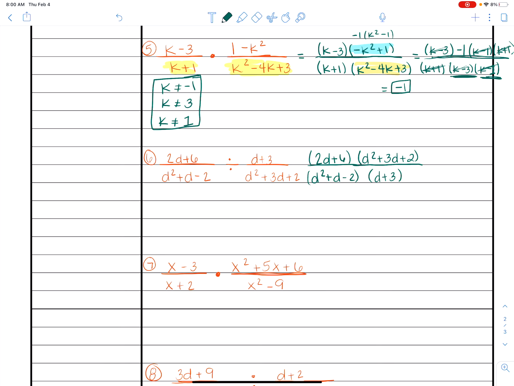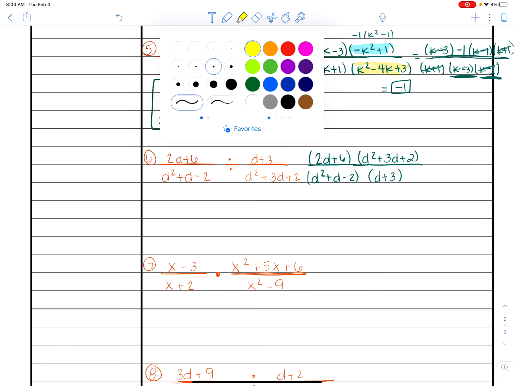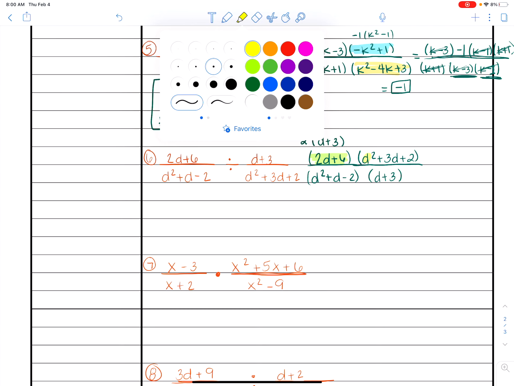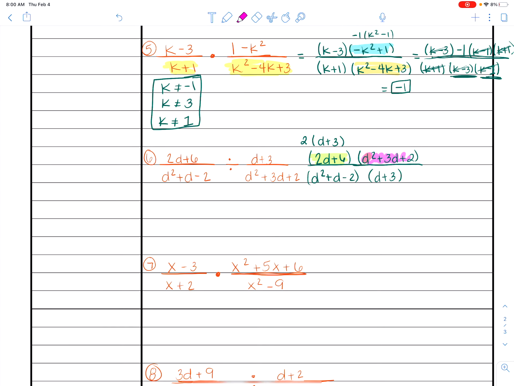Okay, now I can factor quite a few things. So first we can factor 2d plus 6. There's not a d squared in that, but they do have a like term. 2 can be taken out of both. So really I have 2 times d plus 3. Okay, then I can factor, oh, let's not use yellow because I'm using yellow for the other. d squared plus 3d plus 2 will factor into d plus 2 and d plus 1.